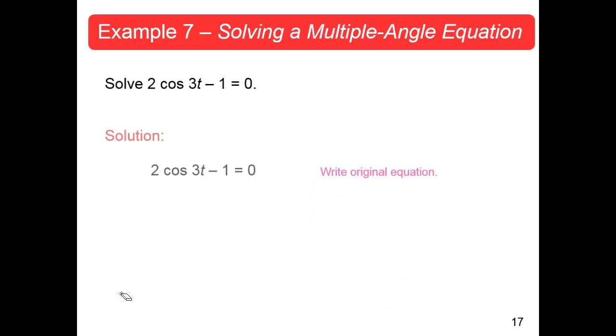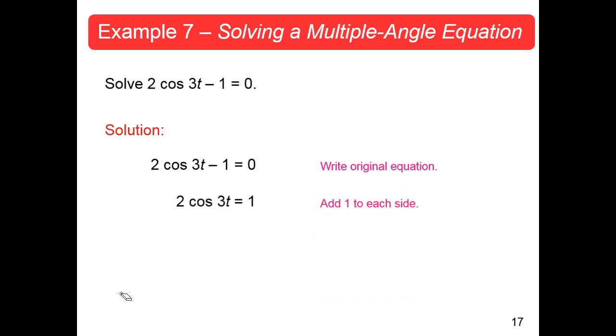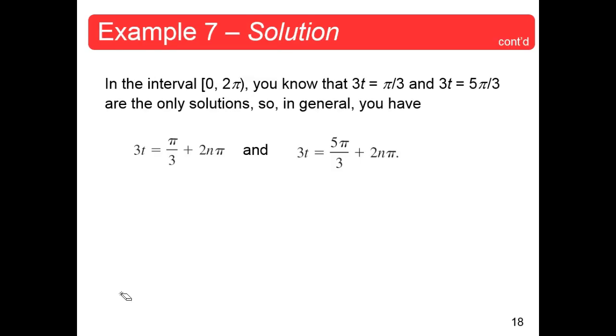Okay. So they started off by writing it again. A very good idea. Then they added 1 to both sides like we did. Then they divided by 2 like we did. And you get cosine of 3t is 1/2. So we know by that 3t has to be either pi thirds or 5 pi thirds. I forgot that one before. And then that's what 3t is.